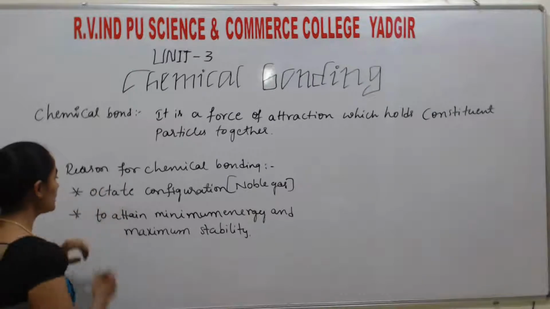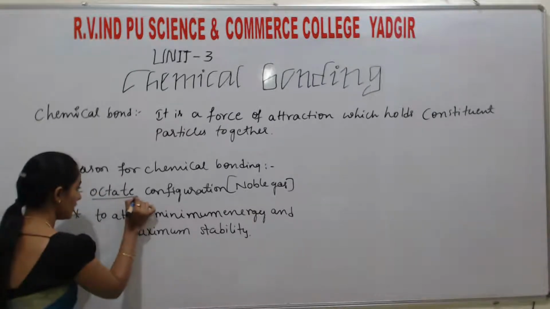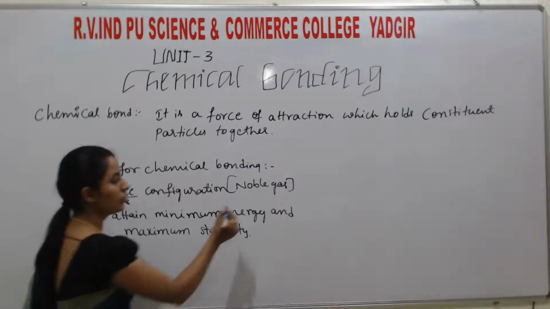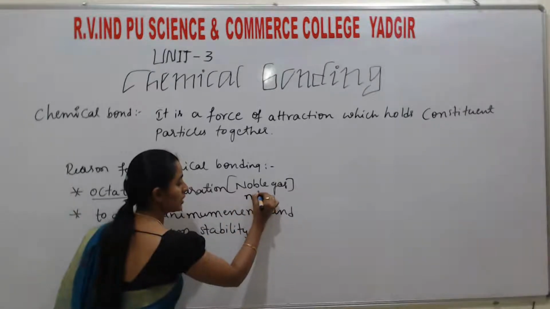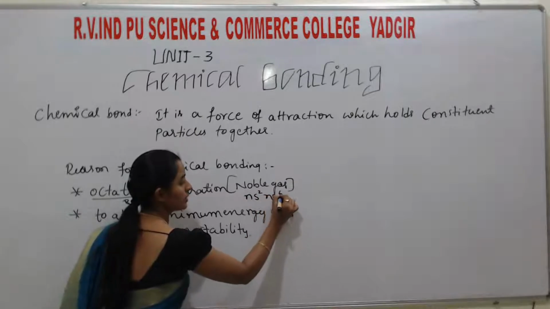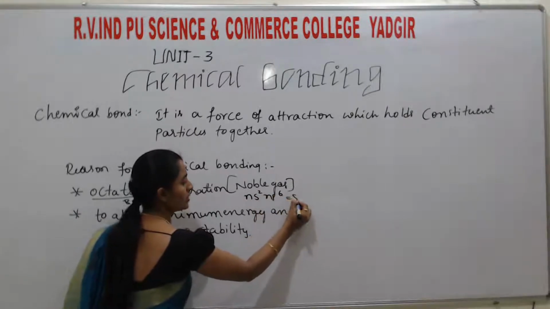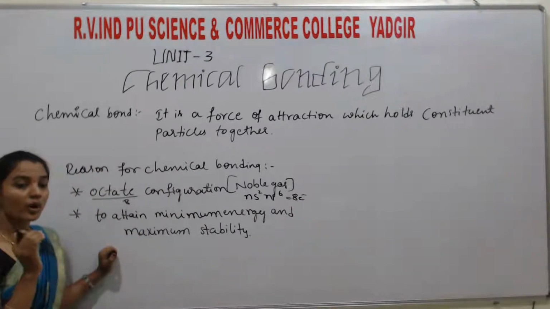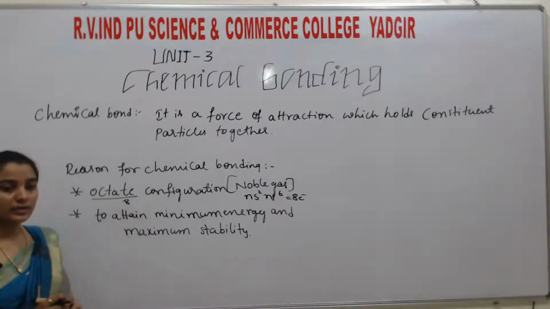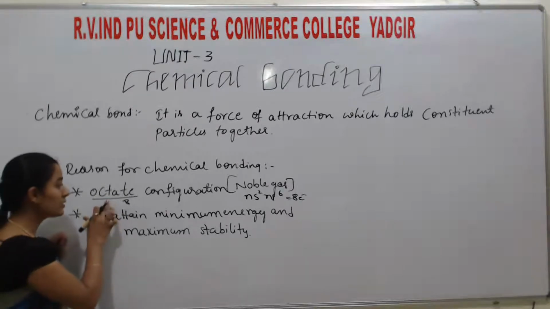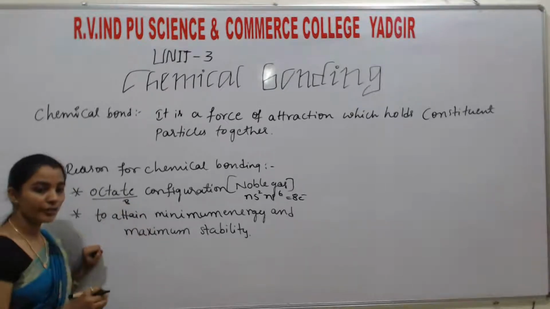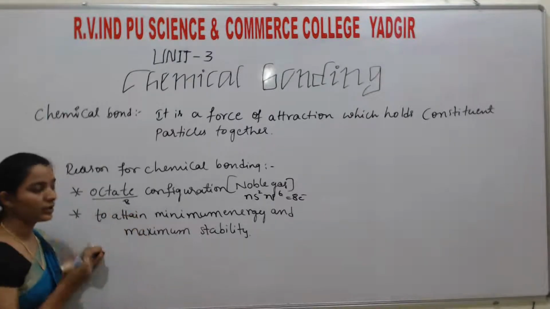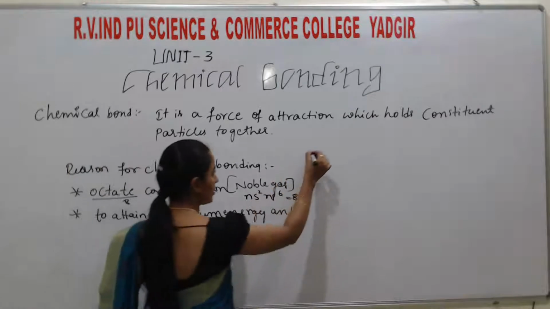So what does octet configuration mean? Octet means 8. Noble gas configuration means ns2, np6, total 2 plus 6, that is 8 electrons. So each and every atom wants to attain the 8-electron system. Understood? That is octet configuration. I'll explain this with one example, students.